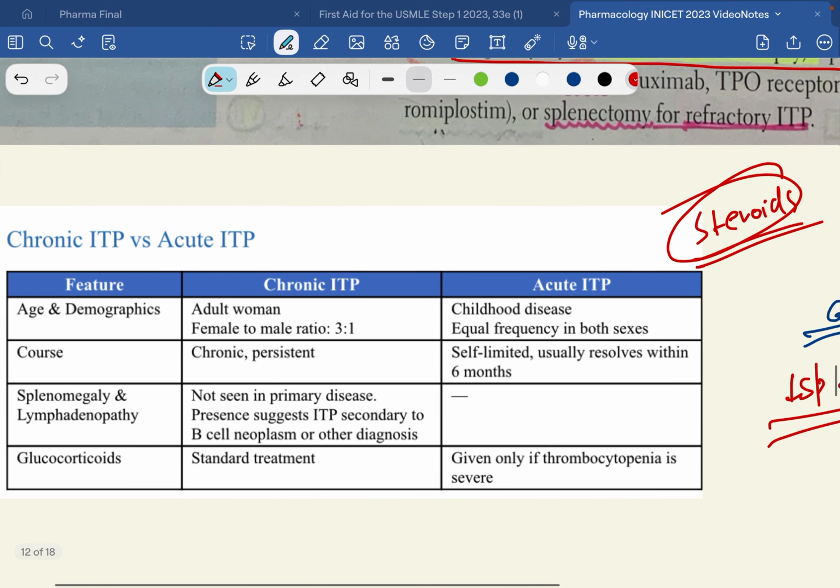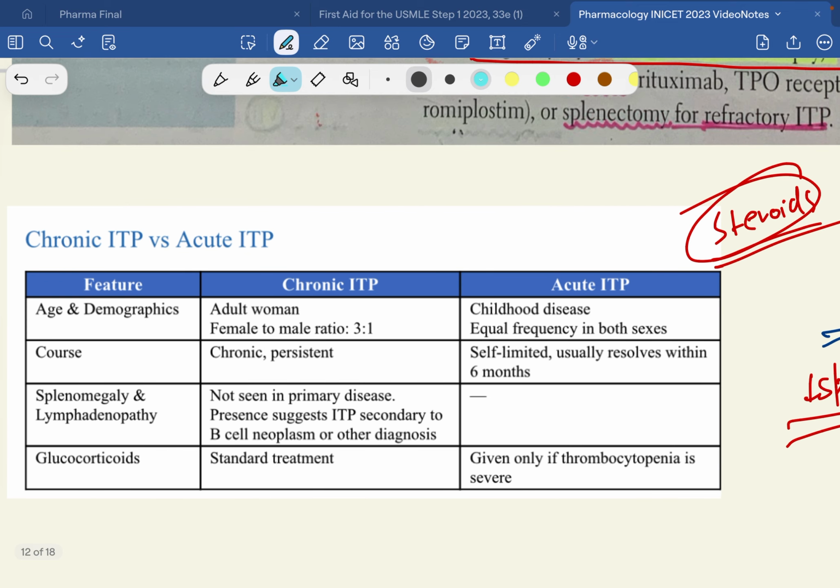Some important points from Robbins that may be asked: age and demographics in chronic ITP and acute ITP differ. Chronic ITP is typically in adult women, with a female to male ratio of 3:1, while acute ITP is a childhood disease with equal frequency in both sexes, 1:1. They may write that in acute ITP the female to male ratio is 3:1. The answer will be that it is not a correct statement, because in acute ITP there is equal frequency in both sexes. Acute ITP usually resolves within 6 months and no drug needs to be given.